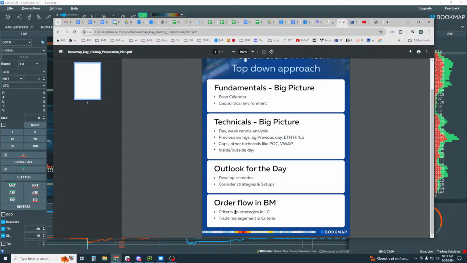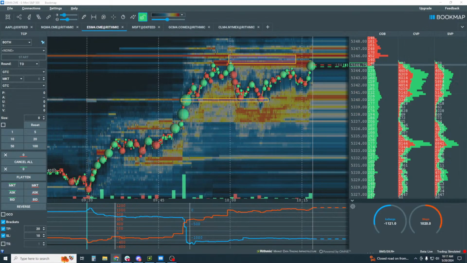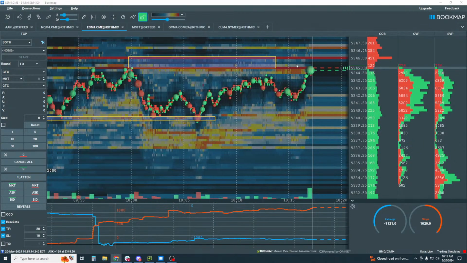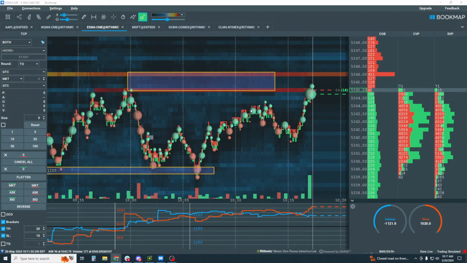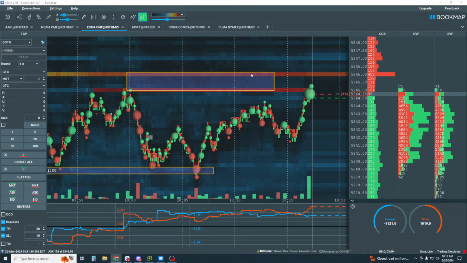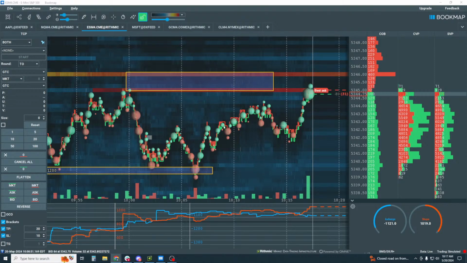And then we're looking at our order flow and start to go through the criteria we're looking for in our strategies, and then we'll go through the trade management criteria as well. Okay, so this is what we were looking for, and this is exactly what we were just talking about. We're still bullish. We're still looking for the move up into 45, 46 here, and we were looking for it to happen right here and now.